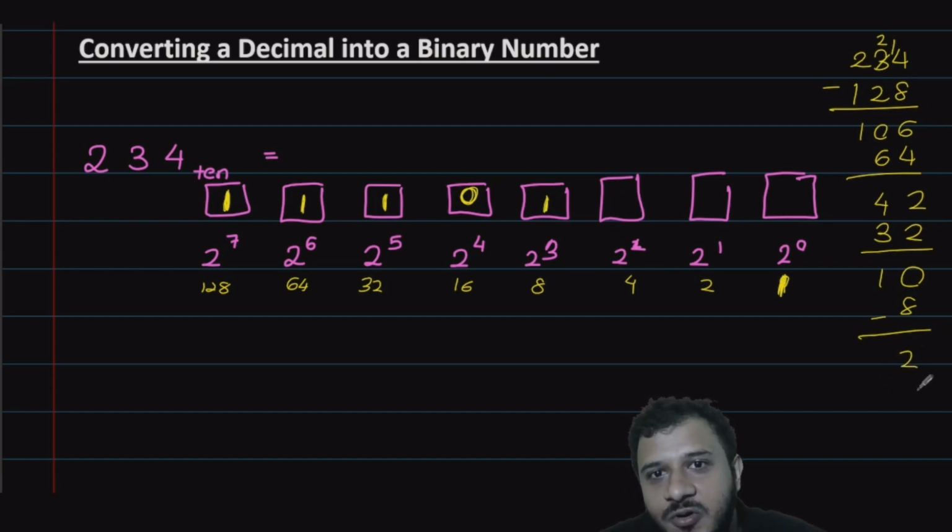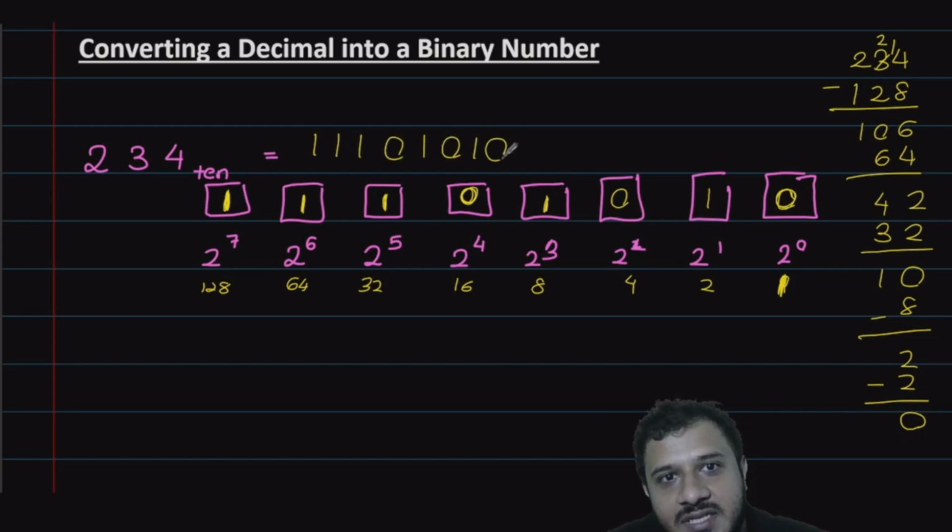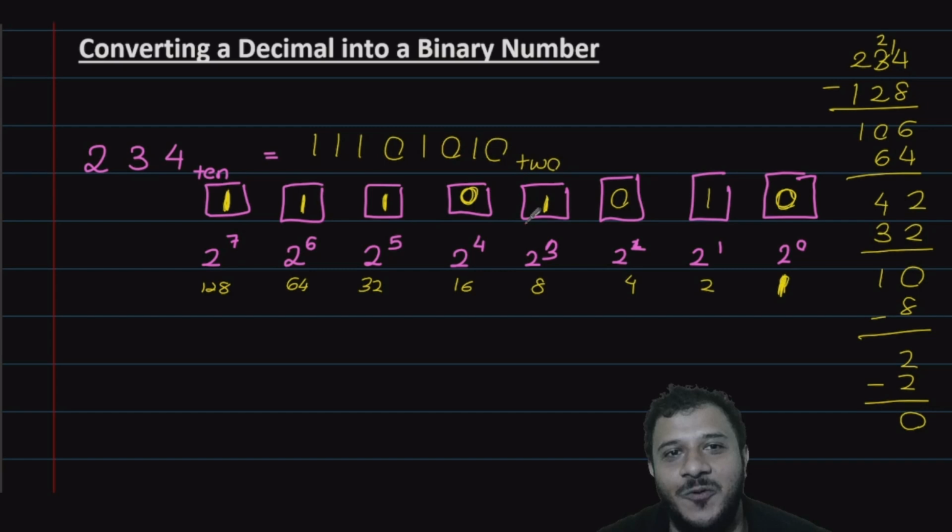Can I take 4 out of 2? No. Can I take 2 out of 2? Yes, I can take 2 out of 2. Then 0 left. Then can I take 1 out of this 0? No. There we have it. The binary number is 11101010. Does that make sense? How I did it? Everybody got the idea there?